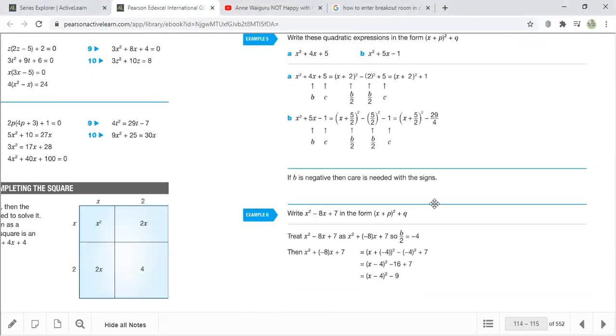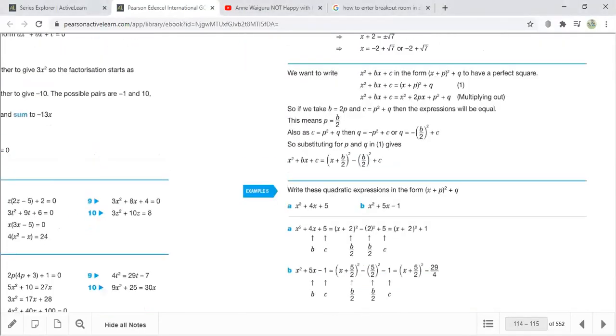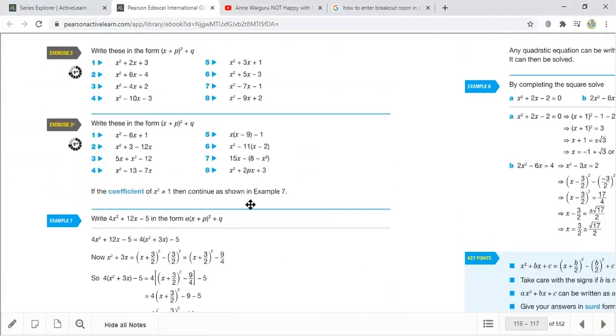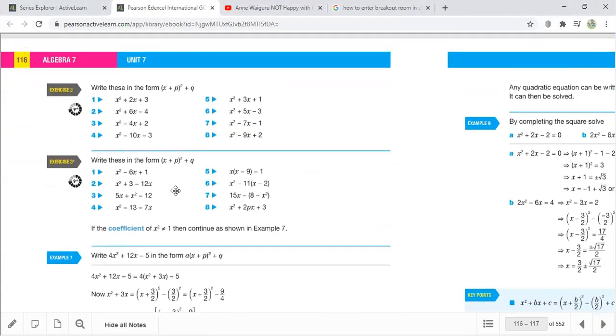So I want you, in your free time before tomorrow, to do exercise 3 star. That is page 116, 3 star and 7. You can do it before tomorrow's lesson, before tomorrow at 11 a.m.